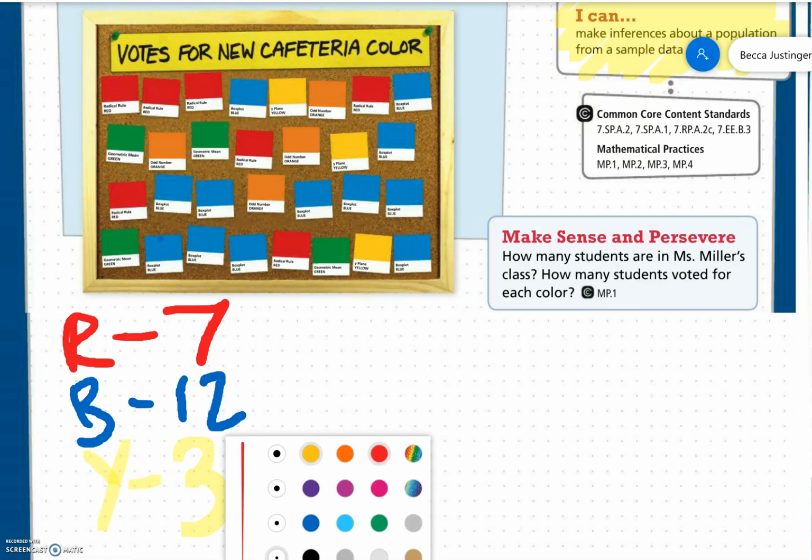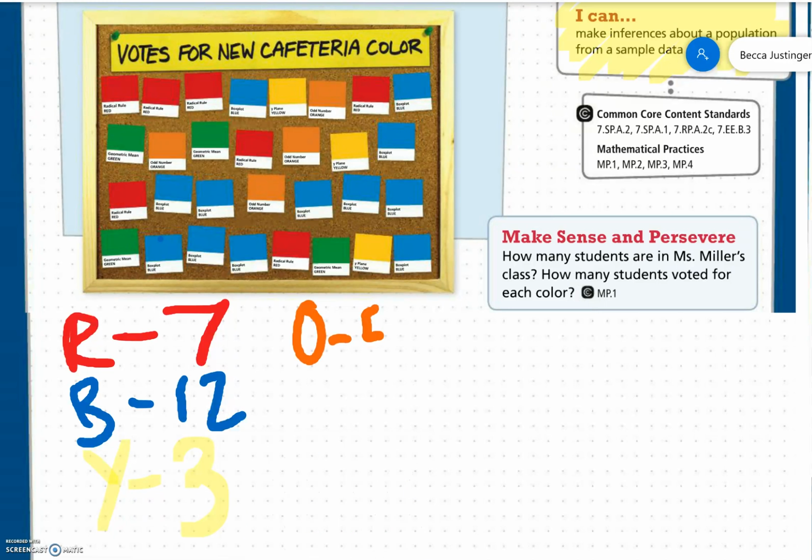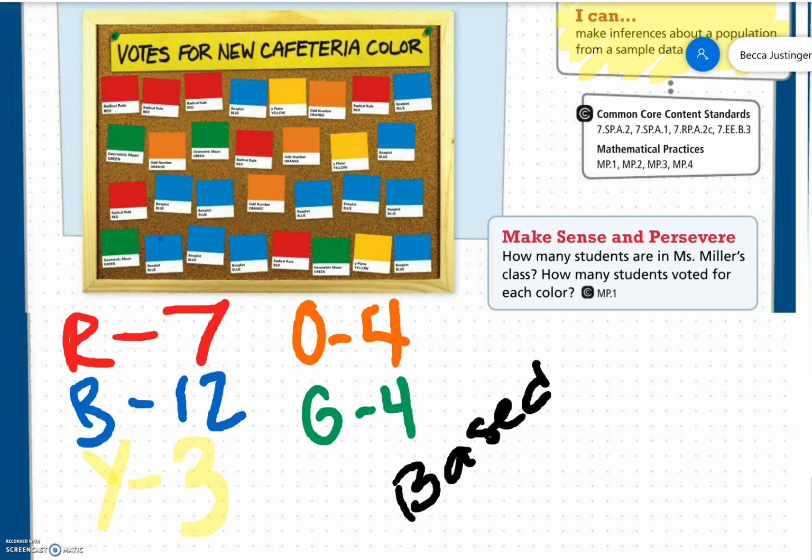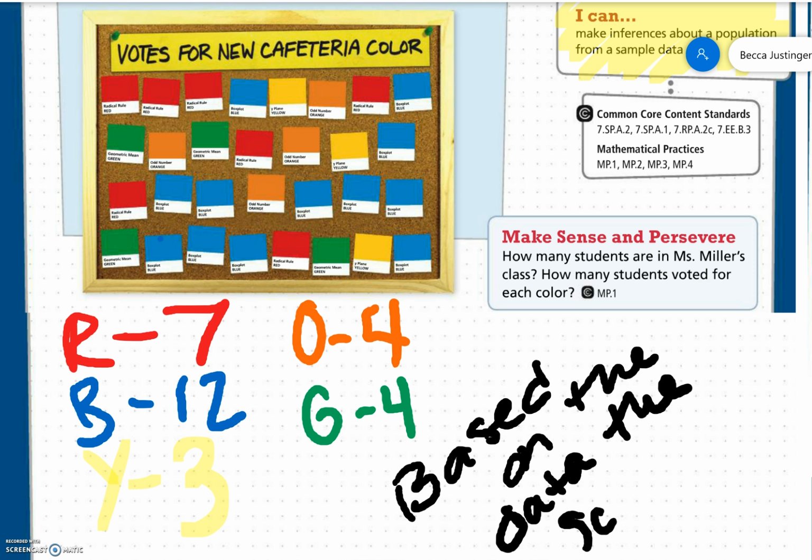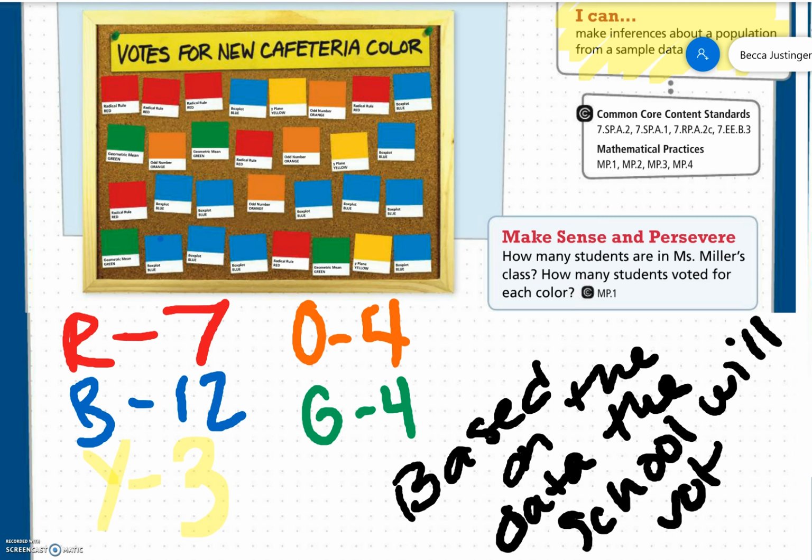Orange, I see 4. And green is 4. So I want to take some participation to see, based on this data, what do we think the rest of the school will vote? So based on this data, we can't say for sure, but based on the data, the school will vote blue.